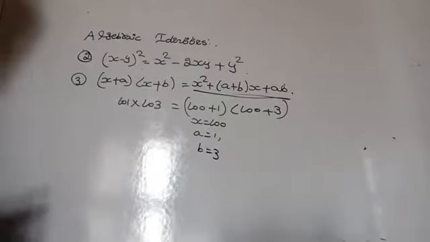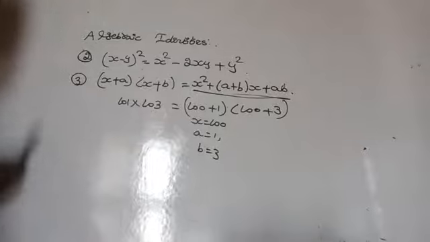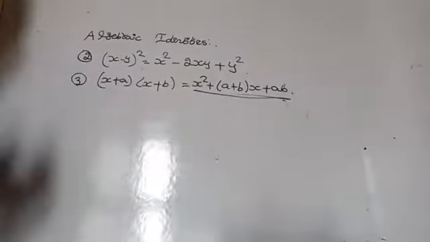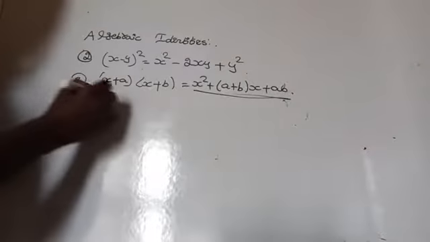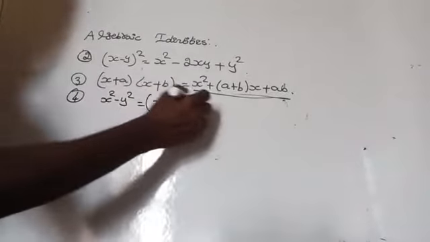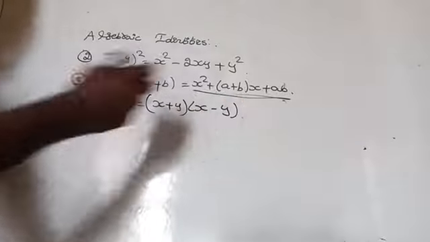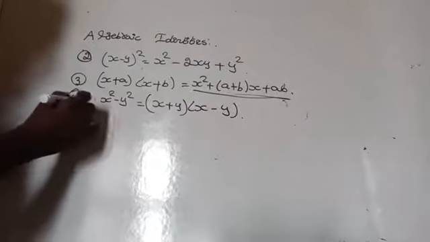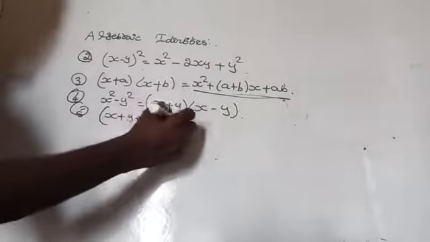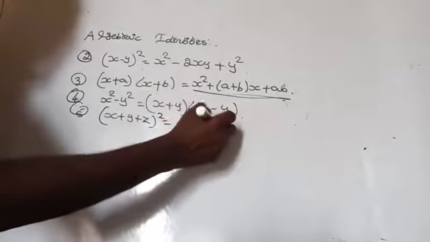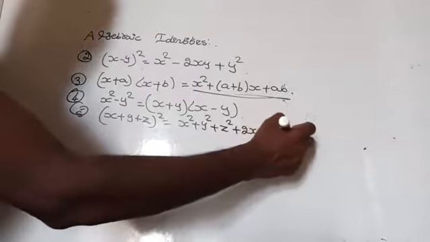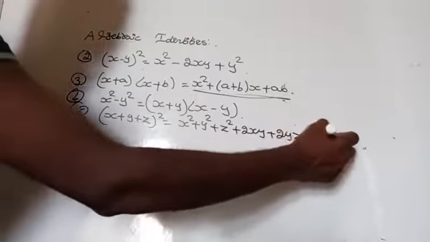Am I right? Yes. Then x square minus y square. The next identity is x square minus y square, which is nothing but (x + y) into (x - y). Then after that, (x + y + z) the whole square, that means x square plus y square plus z square plus 2xy plus 2yz plus 2zx.